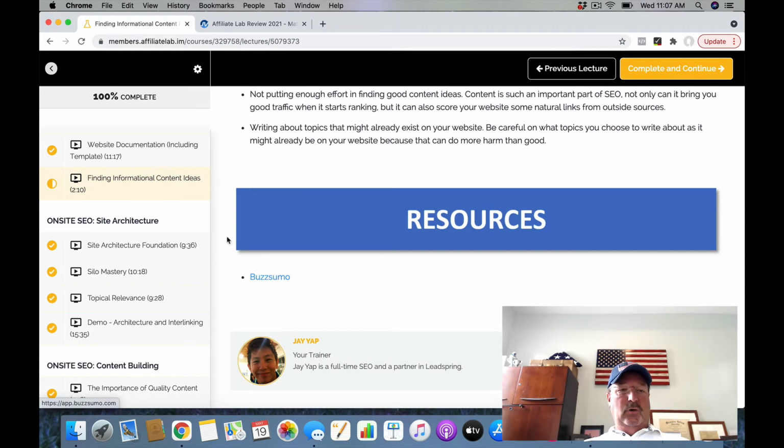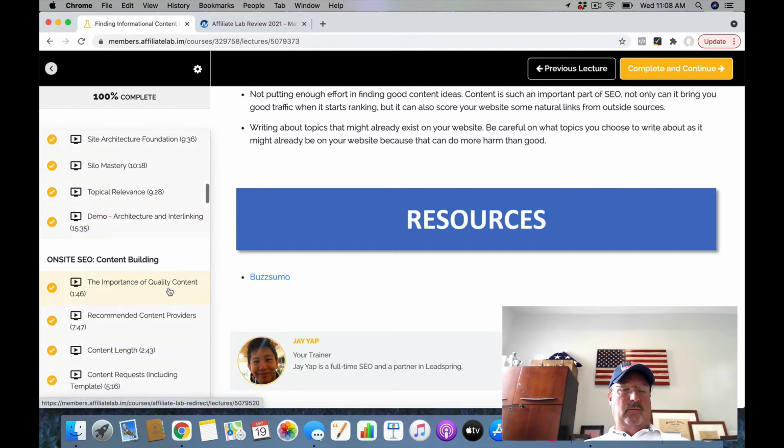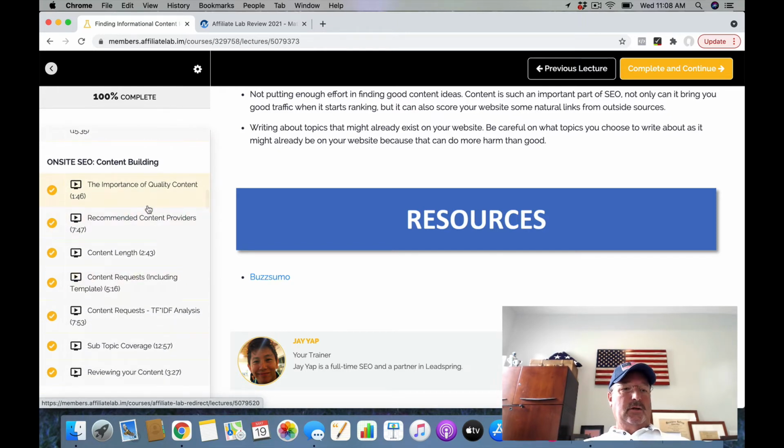You use BuzzSumo. And then we go into site architecture and the foundation and how to build a silo. Again, incredibly valuable information if you're building a niche course. Silo mastery, topical relevance, and then they give you a demo of the architecture and interlinking structure, how you interlink, how you create the silo, how you funnel everything to your money pages. Very valuable. Content building, the importance of quality content, obviously, extremely important.